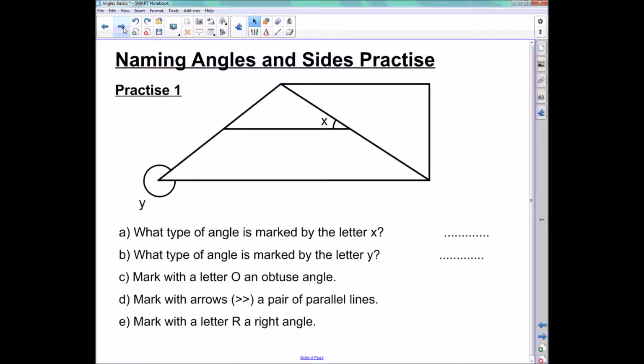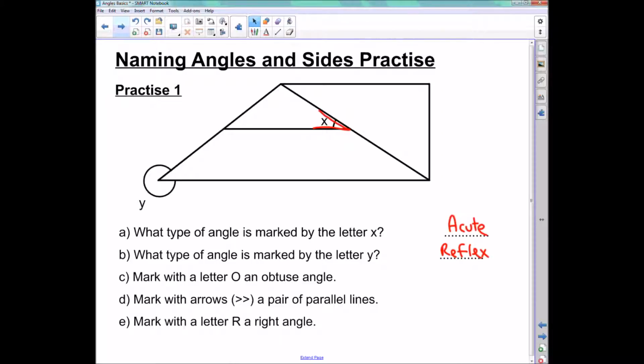Okay, so hopefully you've had a go at that. I'm just going to quickly run through the answers here. So first off, what type of angle is marked by the letter X? Well, this is the angle here. If you notice, it's a small angle, and small angles are called acute. Remember that small things are usually cute. What type of angle is marked by the letter Y? Well, Y is the biggest type of angle, which we call reflex.